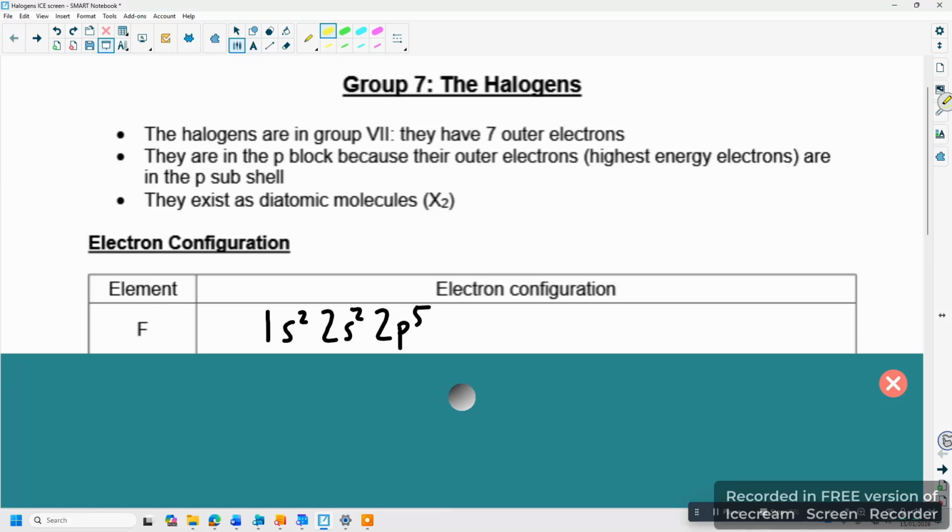Hello, this video is about group 7, the halogens. We're going to start by looking at the electron configuration and then some of their physical properties. So the halogens are all in group 7, which means they have 7 outer electrons.